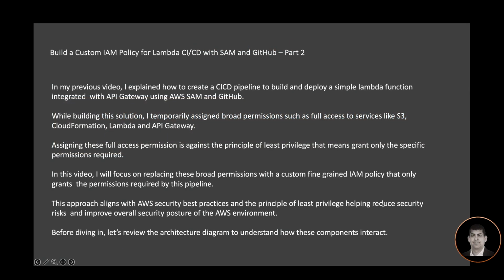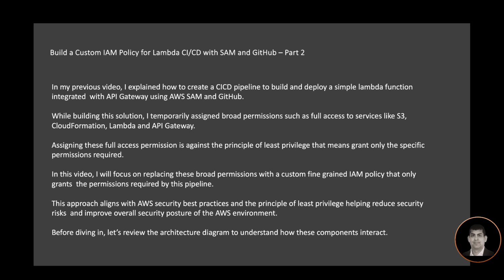In my previous video, I explained how to create a CI/CD pipeline to build and deploy a simple Lambda function integrated with API Gateway using AWS SAM and GitHub. While building this solution, I temporarily assigned broad permissions such as full access to services like S3, CloudFormation, Lambda and API Gateway. Assigning these full access permissions is against the principle of least privilege. That means grant only the specific permission required.